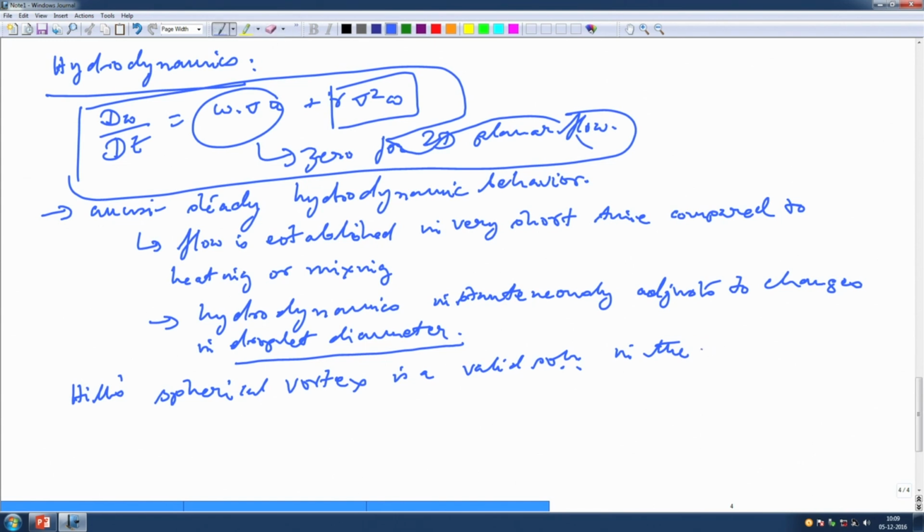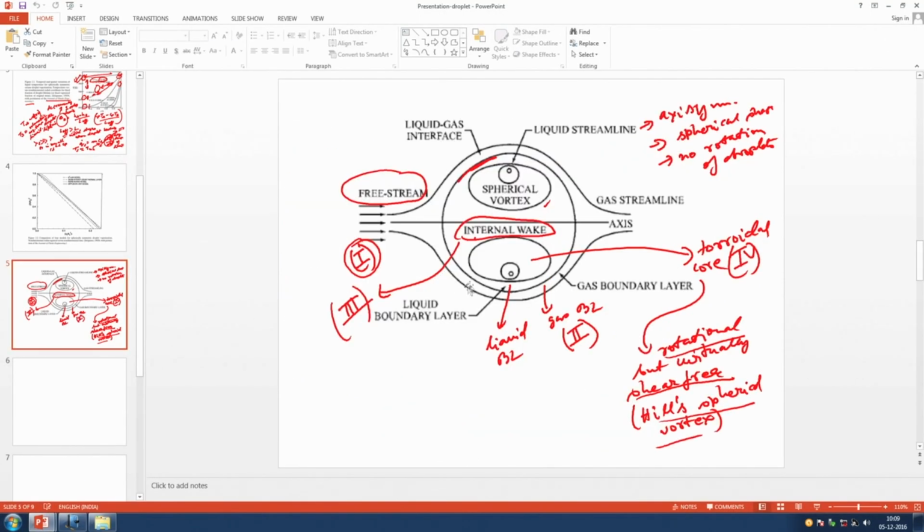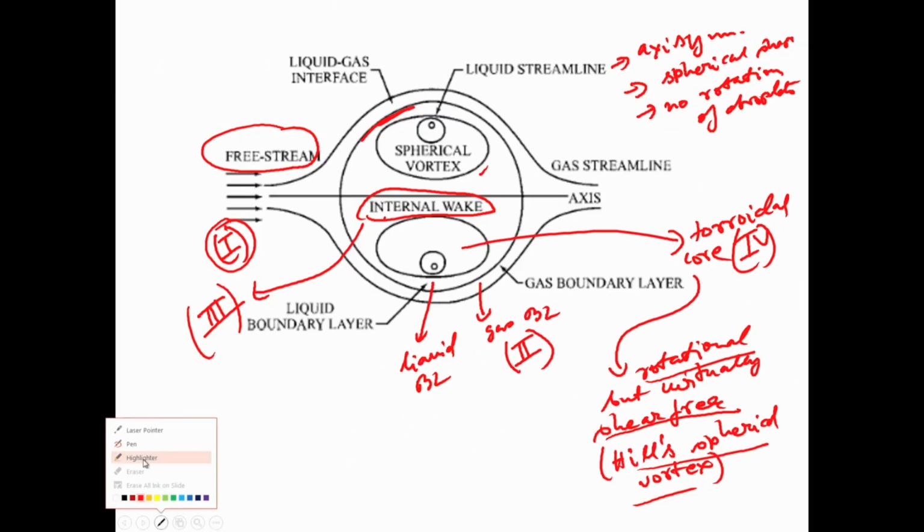This is valid in the inviscid limit, which is true, because your liquid boundary layer is very thin. It is restricted mainly towards the droplet surface, and we already showed, if you recall your diagram, let us pull that up. If you recall this particular slide, you will find that the liquid boundary layer is restricted to a very small region, correct?